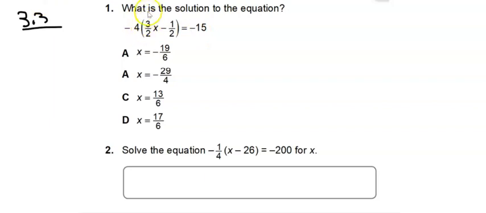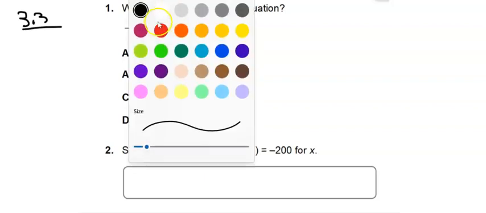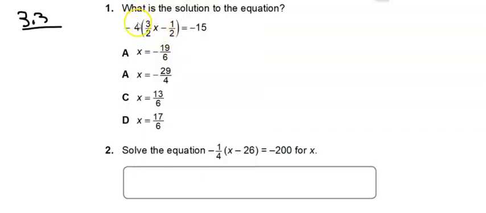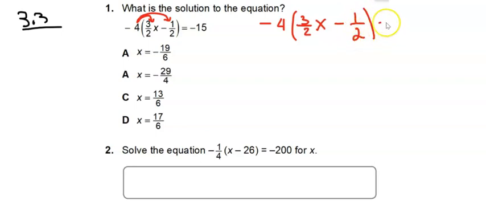Good. Jada, you see there's a parentheses, right? What do you do right away every time you see parentheses? Distributive property. So what am I distributing? The -4 times 3 half x, and -4 times -1/2. Okay, so I'm going to rewrite the problem: -4 times 3 over 2x minus 1 over 2 equals -15.